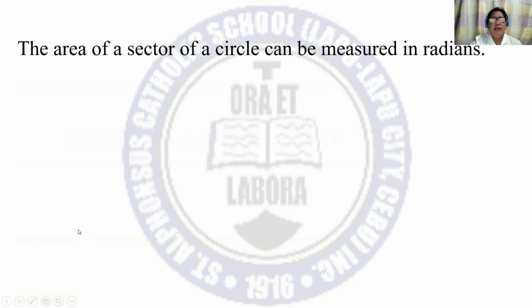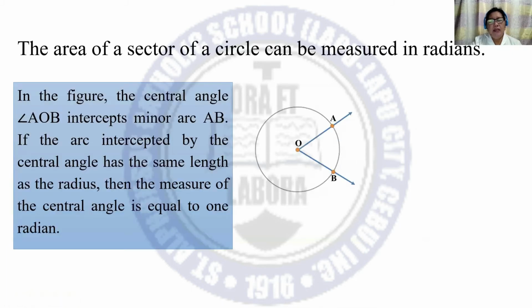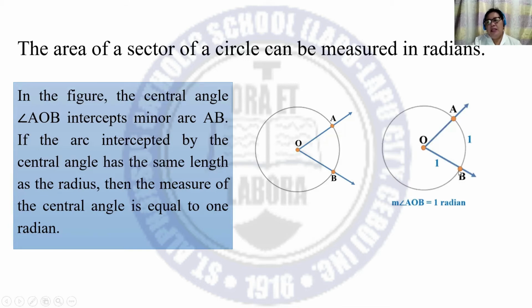Next, let us have the area of a sector in radians. The area of a sector of a circle can be measured also in radians. In the figure, the central angle AOB intercepts minor arc AB. If the arc intercepted by the central angle has the same length as the radius, then the measure of the central angle is equal to 1 radian. So it would be like this. If the measure from O to B, that's the radius, is 1, the arc is 1, so the central angle is also 1. And the unit now is radian.